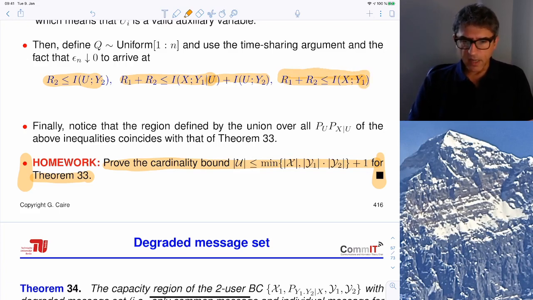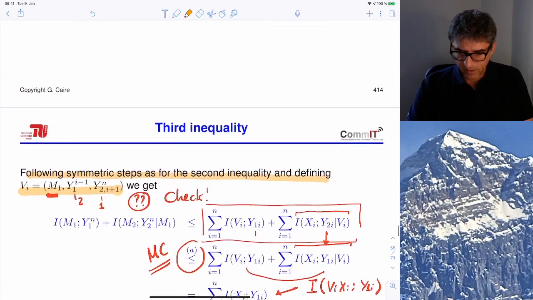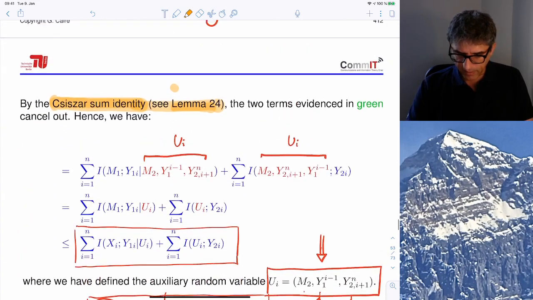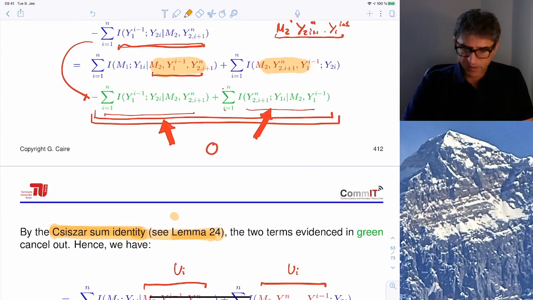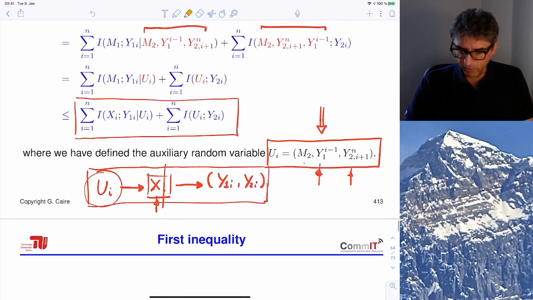As I said, this result does not extend in general to the case of three users, which is kind of frustrating. And the key step is this sum identity that cancels these two green terms, for which we do not have an equivalent for three users or more.